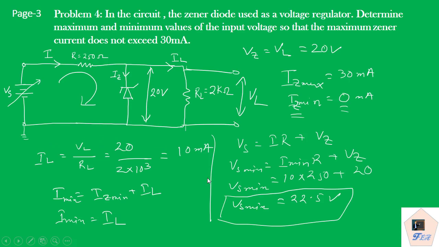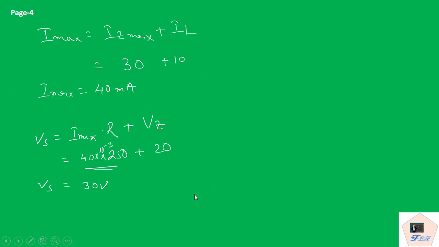In the previous case also, we should use 10 to the power minus 3 because this is in milliampere. Okay, so these are very minute things. We should not forget to put all these things.